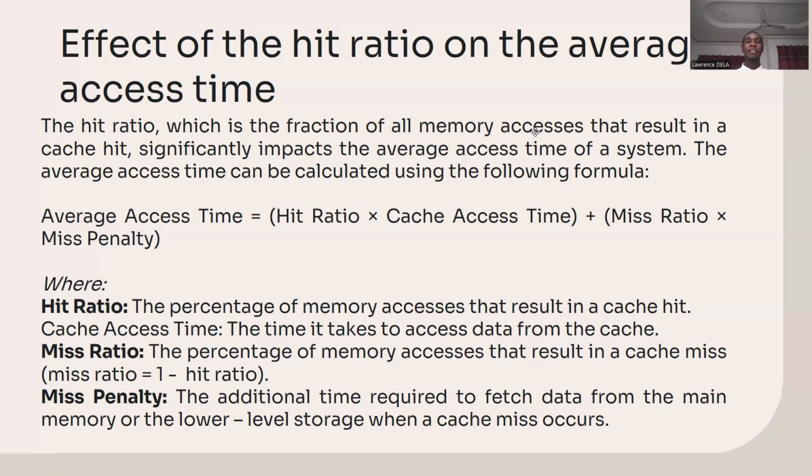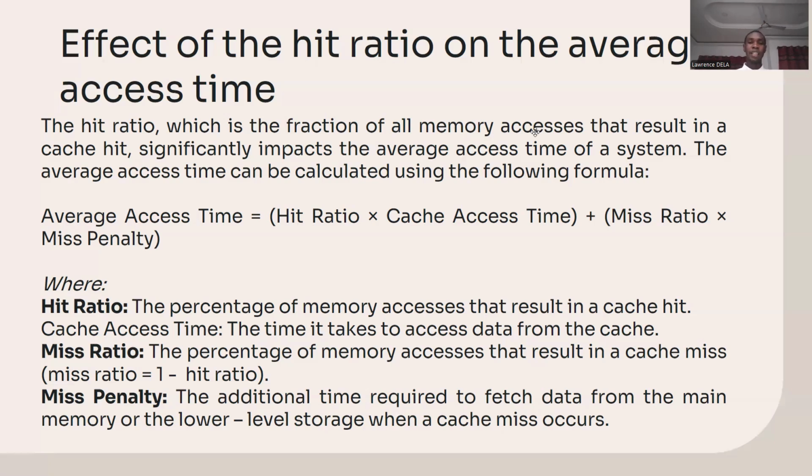So now let's look at the effects the hit ratio has on the average access time. The hit ratio, which is the fraction of all memory accesses that result in a cache hit, significantly impacts the average access time of a system. The average access time can be calculated using the following formula: average access time equals hit ratio times cache access time plus miss ratio times miss penalty.